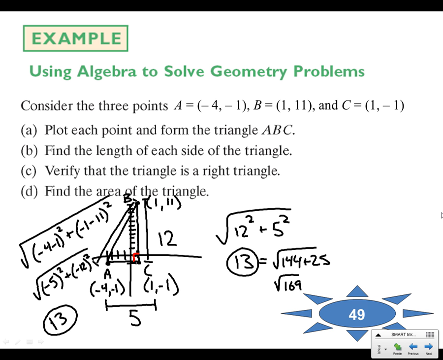All right, lastly, let's find the area of this triangle. Remember that the area is base times height over 2. And so the base is 5. The height is 12 over 2. That's 5 times 6. Half of 12 is 6. And so that's 30. That's our area. All right, you're up. Problem 49. Give it a shot.